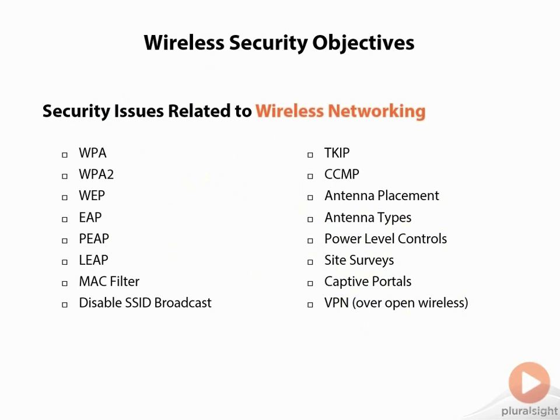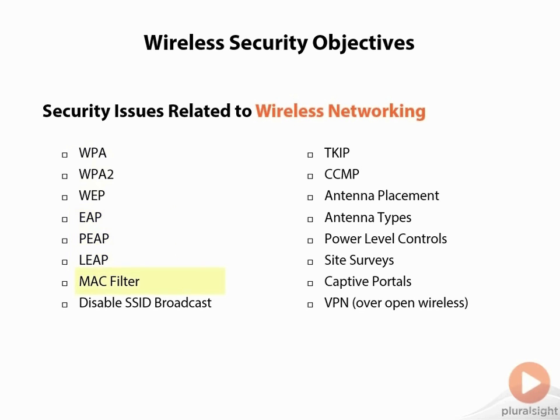Okay, in this module on wireless security, we covered a number of objectives, again, relating to wireless networking security issues. We covered the various protocols that are in use, WPA, WPA2, and of course WEP, WPA2 being the most secure. We talked about EAP, or Extensible Authentication Protocol, and the two that we need to be aware of out of the five that exist, or the five extensions rather, and that is PEAP and LEAP, with LEAP being deprecated, PEAP being the preferred, the most secure.